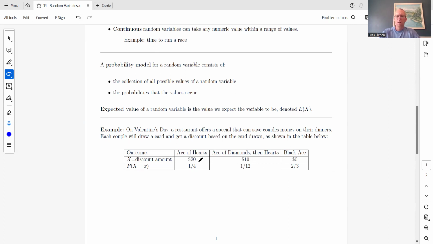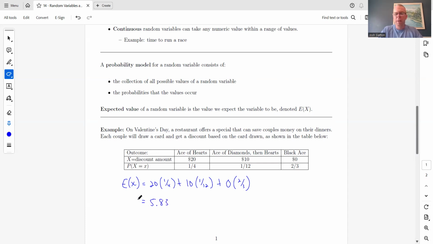So what we want to do is find the expected value of X. And so we're just going to take each of these values, multiply it by its probability, and then add them all up. So we have 20 times 1/4 plus 10 times 1/12 plus 0 times 2/3. And so we add all those up and we get $5.83.